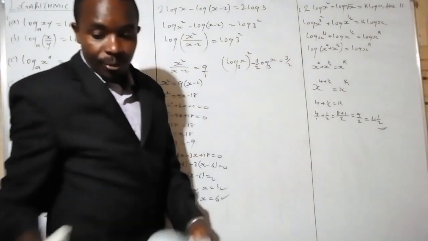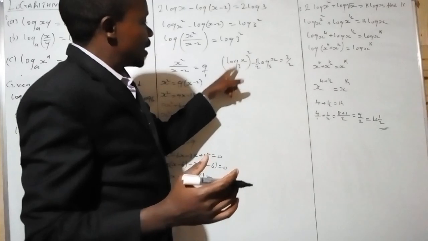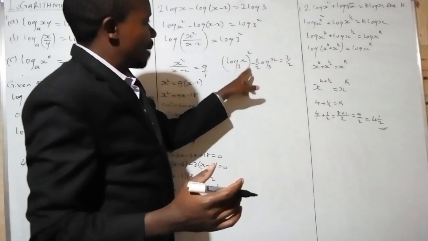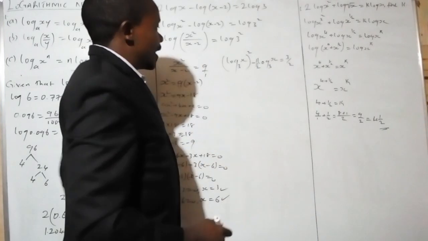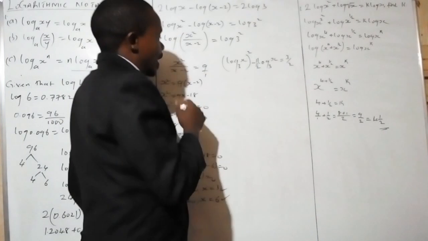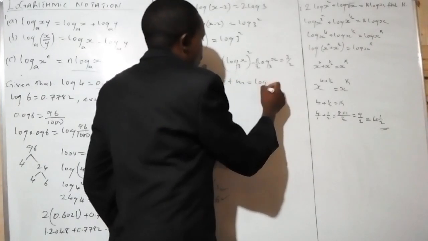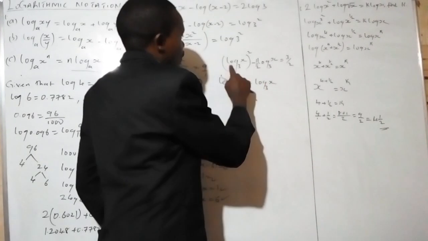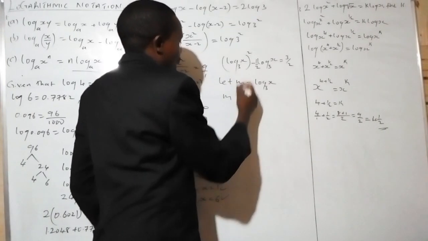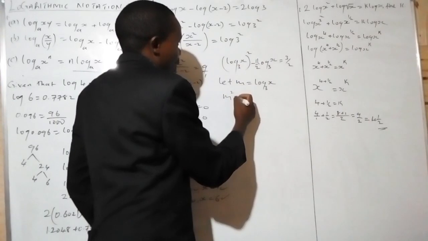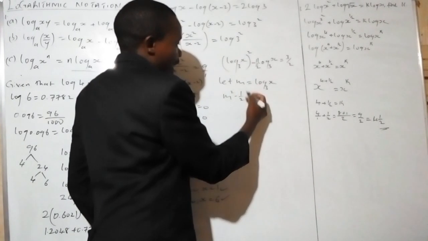Log in brackets to base 3, x squared minus a half log to base 3 of x is equal to 3 over 2. In this type of question in logarithm, you can say let m be log to base 3 of x. So when you have log to base 3 of x, you replace it with m. Then we have m squared minus a half m is equal to 3 over 2.